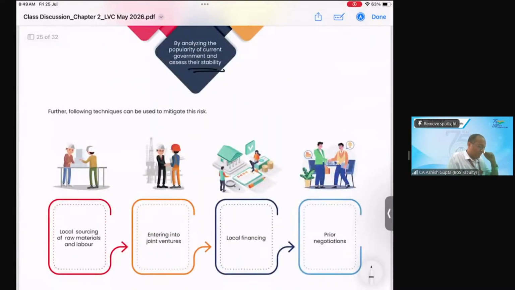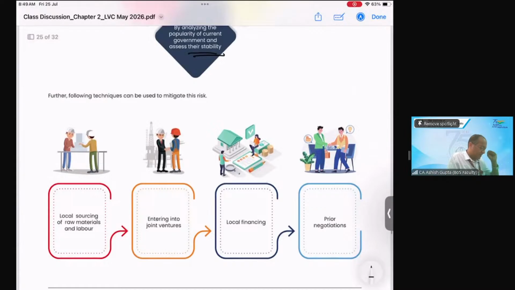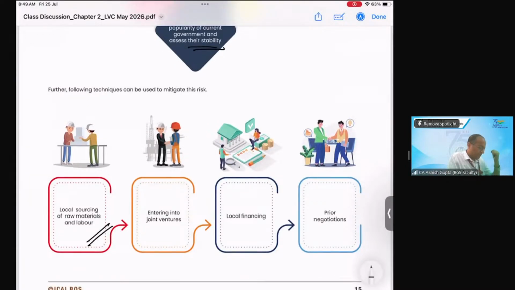Now, the following techniques can be used to mitigate political risk. First, local sourcing of raw material and labor. When local people are employed, the government normally avoids expropriating the business, because people are getting jobs and it is leading to the growth of the economy. Once the government troubles the business, it may move out, and then there will be a crisis of jobs, and the raw material suppliers will also be in trouble. So you can structure the business in such a manner that the country's development is dependent on the particular business.